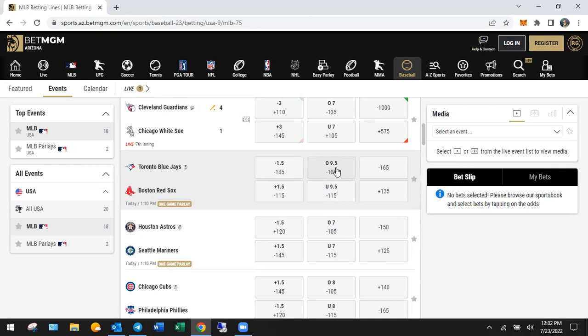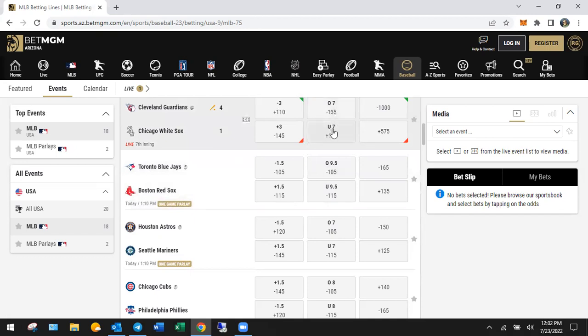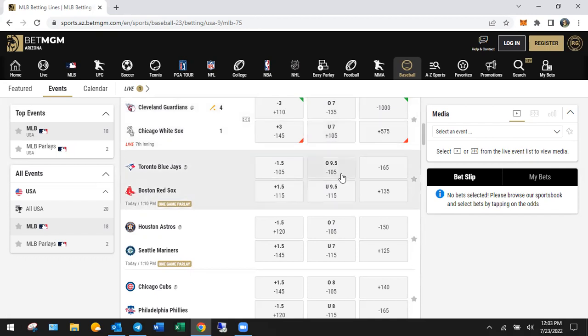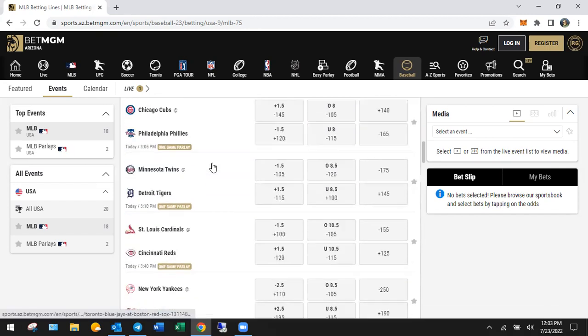And the reason we use the 0.5 is because, for example, here where it says over 7 and under 7, if it falls exactly on 7, you might lose that bet depending on the sports book that you use. So we always use lines that are 0.5. So over 9.5, under 9.5. That is your bet. So let's go to another one.